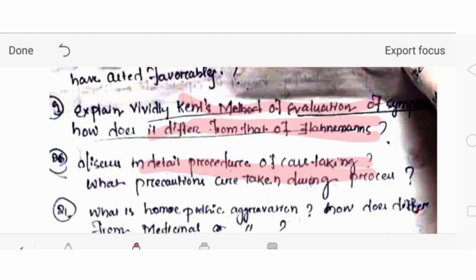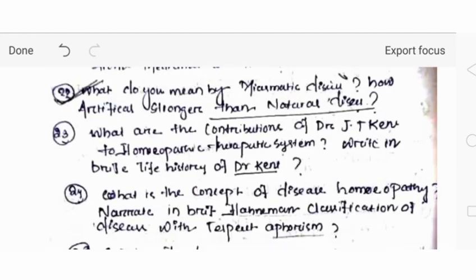Then discuss the procedure for case taking and what precautions are to be taken in the process. For the procedure of case taking, you should write aphorisms 83 to 104 one by one with their importance, what peculiar things are written, and what precautions are needed in case taking: the knowledge of the physician and the precautions the physician must take. Then miasmatic analysis: how can you know that an artificial medicinal disease is stronger than the natural disease?